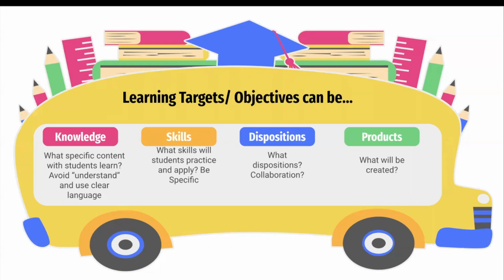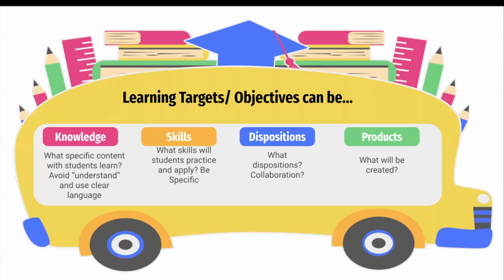Second of all, skills. What skills will students practice and apply? You want to be very specific. You also might have dispositions, such as students will collaboratively argue or debate. A disposition is different than a skill or knowledge.